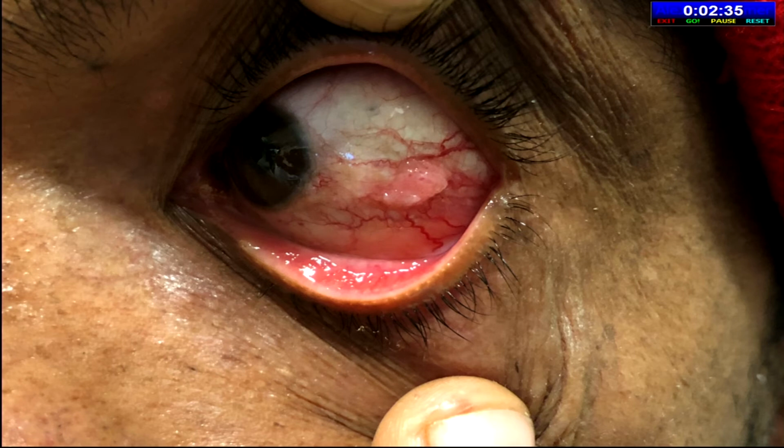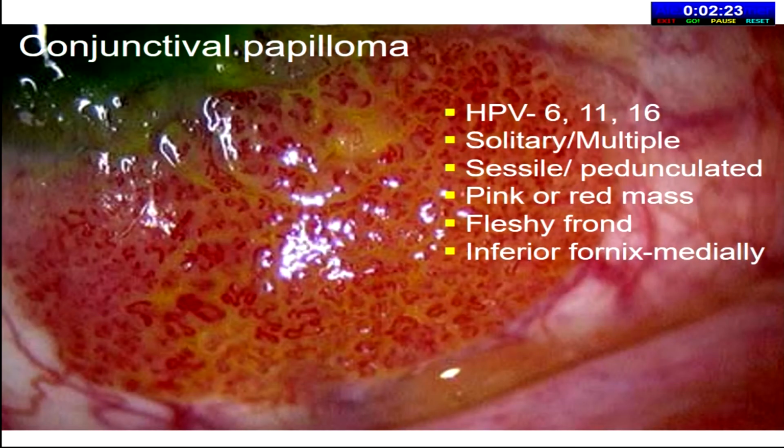Well, I thought so, but it did have these papillary fronds over there, right? So the differential diagnosis was a papilloma in him, and it came out to be a papilloma in an immunocompromised patient, all right? So conjunctival papilloma does have an HPV association. It could be solitary, it could be multiple. Colors are different in childhood as well as in adult. It is more pinkish, and fleshy fronds will be seen, all right?